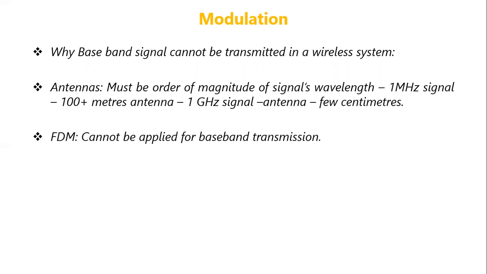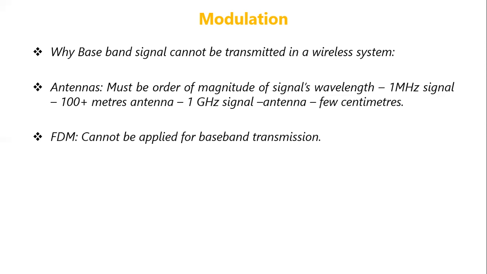So this is one of the reasons why the baseband signal should pass through analog modulation, so that its central frequency moves from the baseband frequency to the frequency of the radio carrier, because the carrier frequency will be higher. If the signal is converted to a higher frequency, then the antenna size can be reduced. That is the first reason.